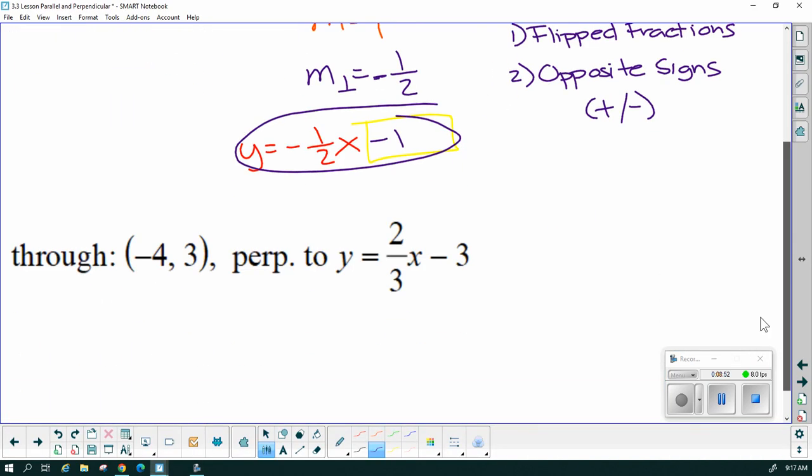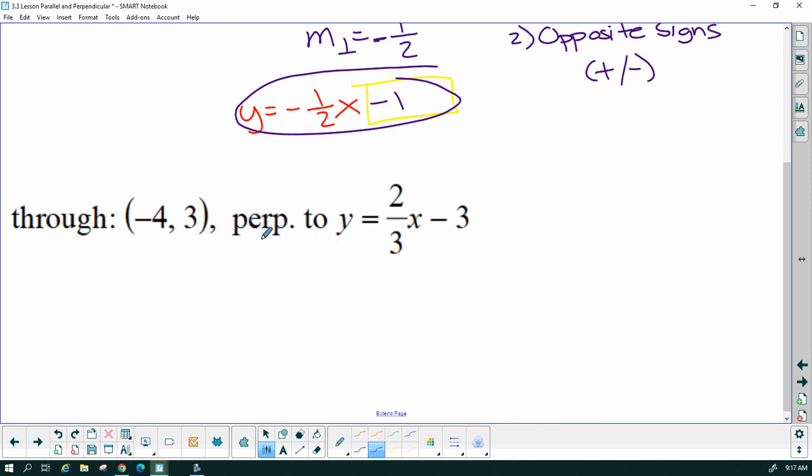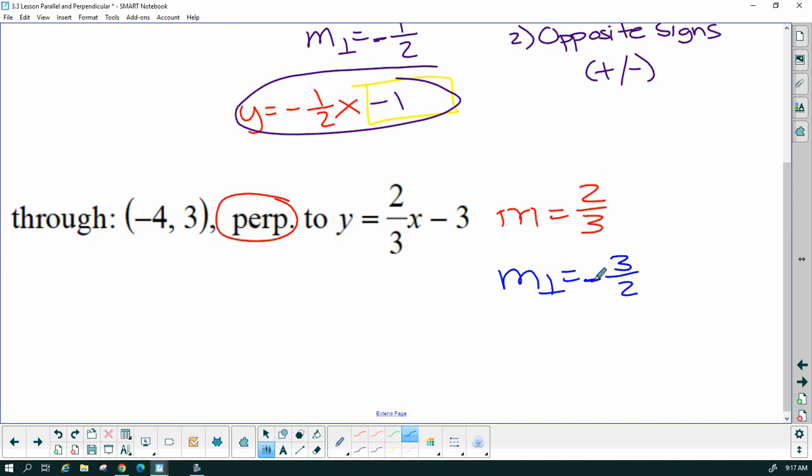So I'm going to do one more of those. Notice I want a perpendicular line. So I look at this slope is 2 over 3. And so the slope of my perpendicular line, I'm going to flip this fraction over. So 3 goes on top, 2 on the bottom. And then this original slope was positive, so I'm going to make my new slope negative. So my line is going to start as y equals negative 3 over 2 x.